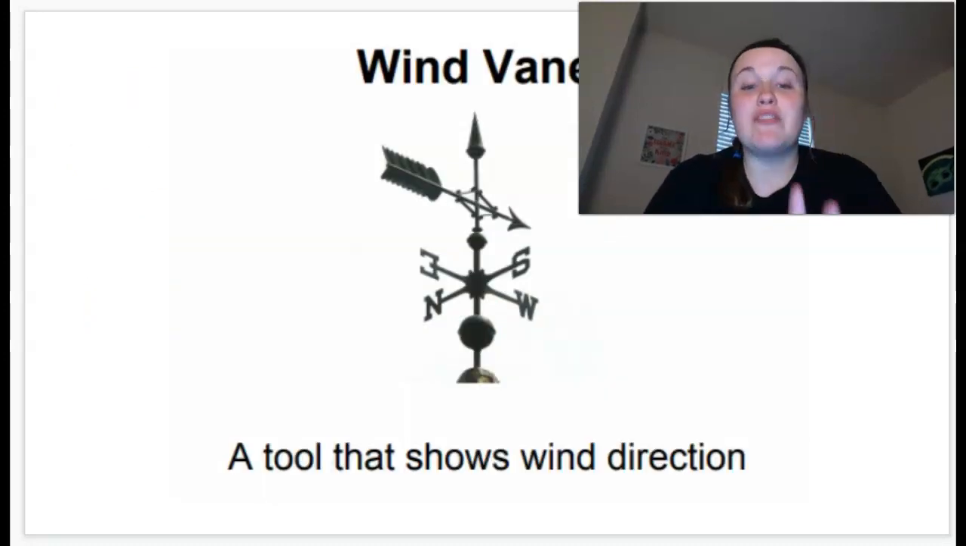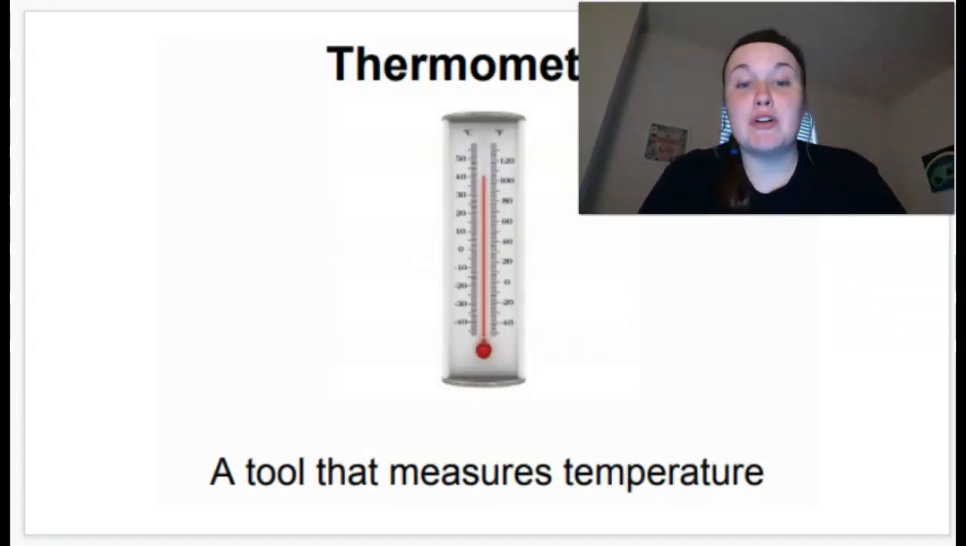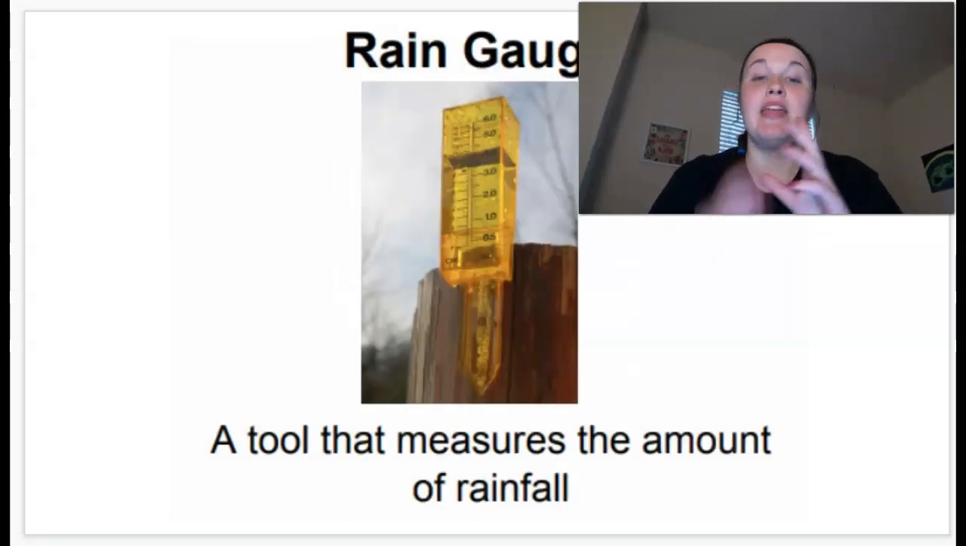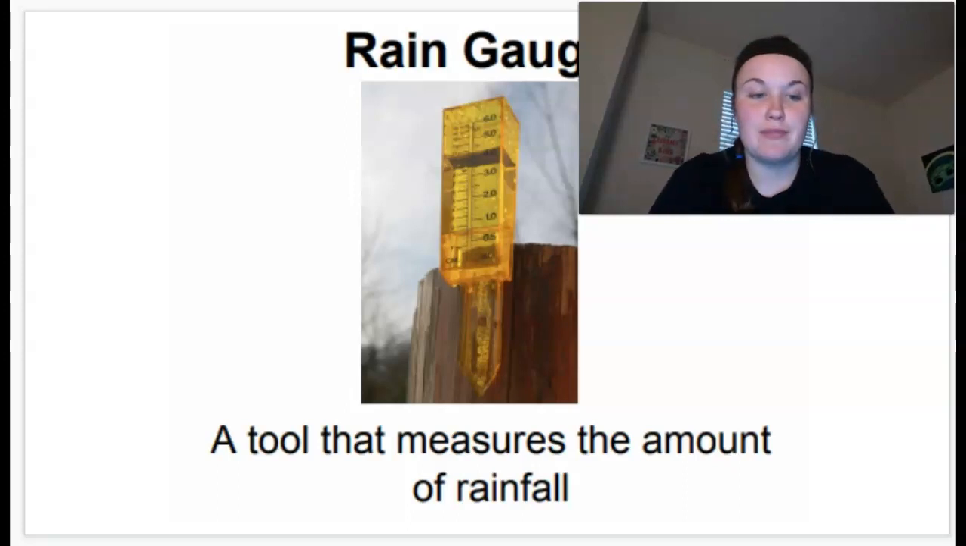So here are some tools to measure weather. We have our wind vane, and that's the tool that shows wind direction. We have a thermometer that shows us the temperature outside. And then we have a rain gauge, which measures the amount of total rainfall.